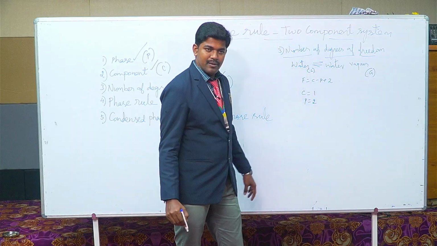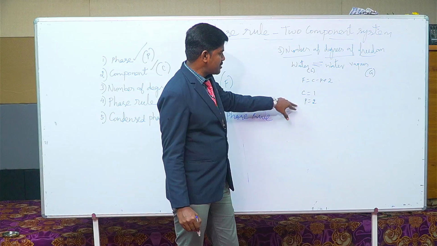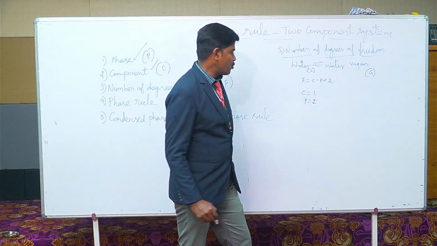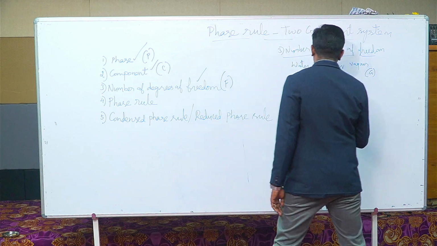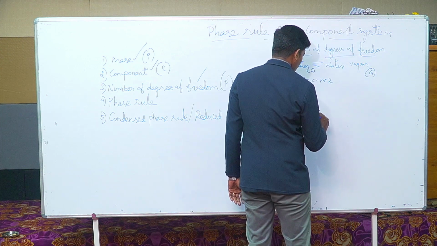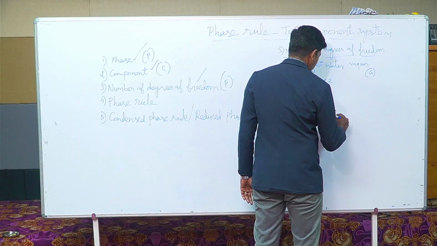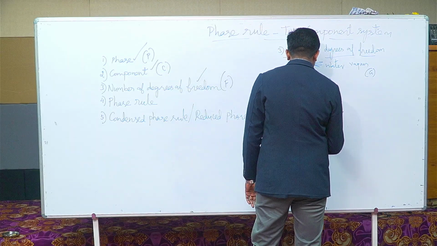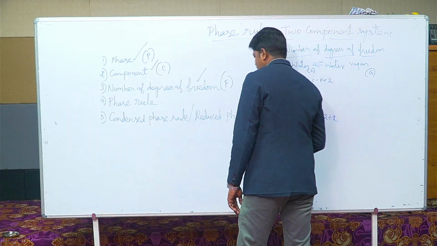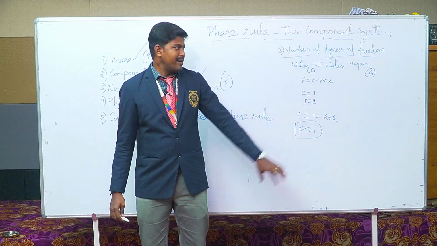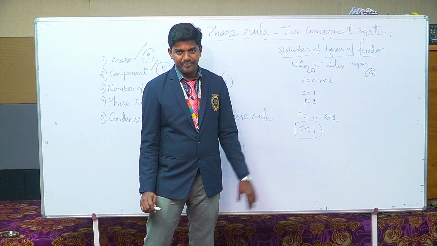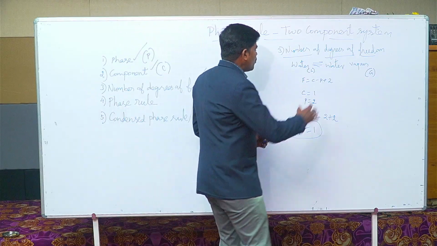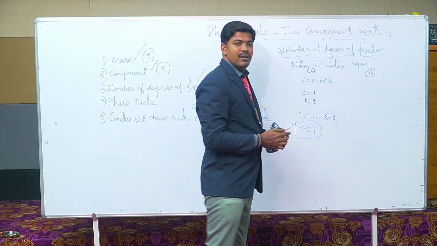Now we have determined the number of components and phases present in this reaction. Now just substitute these values in the phase rule formula, and we can get the answer. That is F equal to 1 minus 2 plus 2. The answer is F equal to 1. So the number of degrees of freedom in this equilibrium reaction is 1. So this is a simple one. Now we can see the next example.